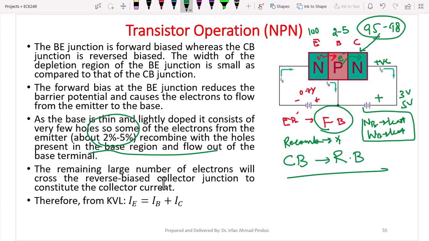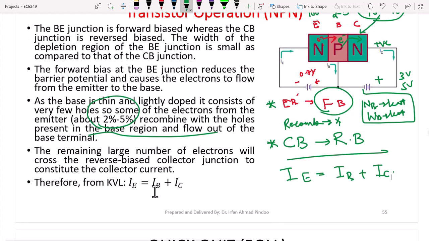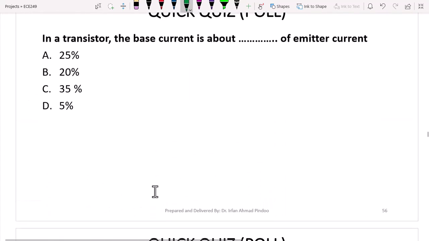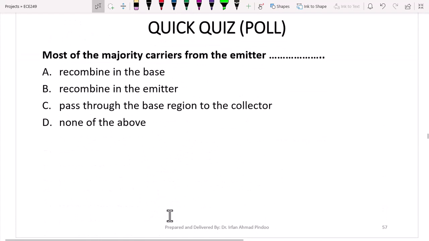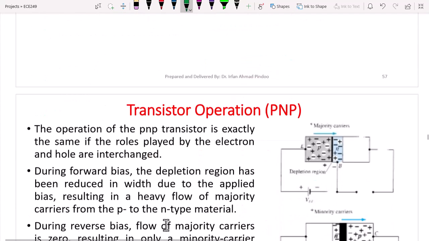Okay, so once we have to explain the operation, you have to understand what the emitter base biasing is, that is forward bias, and the collector base biasing is reverse bias, and how the movement of charge carriers is made possible from emitter to the collector. And then we have a relation that the total current that we have, IE, will be equal to IB plus IC. So the base current in a transistor is about 2 to 5%, right? Most of the majority carriers from the emitter do not recombine, right? They pass through the base region and up to the collector, correct?